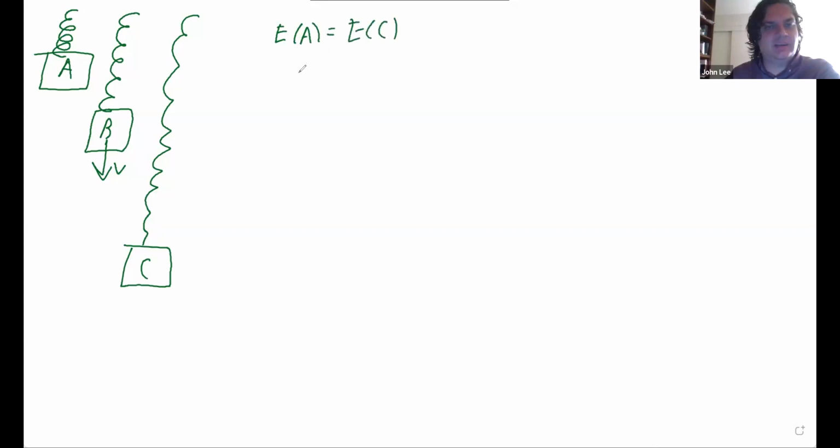So we set U spring of A equals U gravity of A equals 0. So we just set both of these equal to 0 at the highest point, at point A. So if that's the case, then 0 plus 0 plus 0 equals E total of A is equal to 0, because this is the kinetic energy.